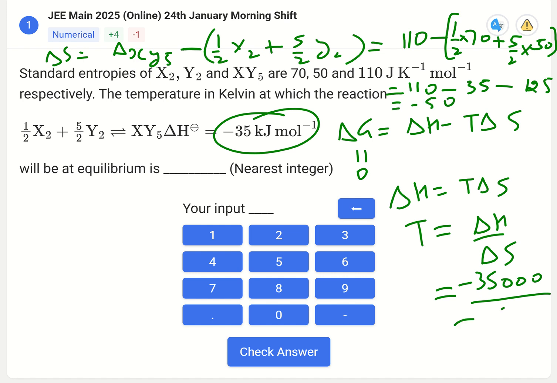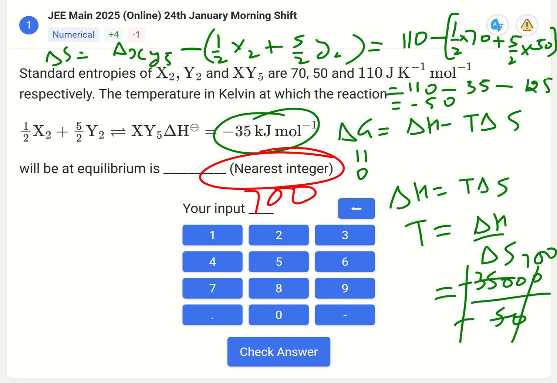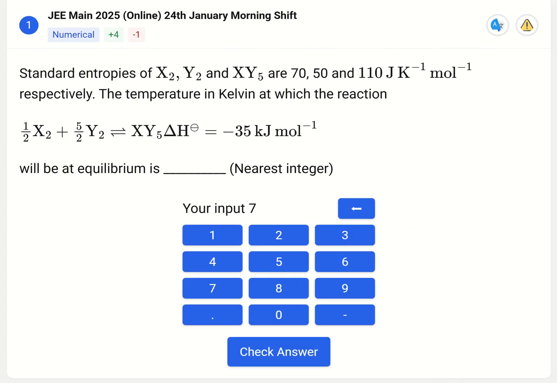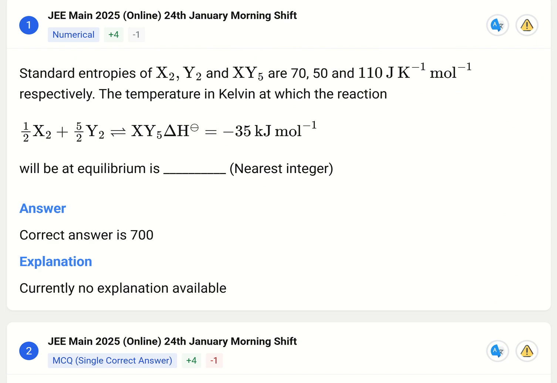So let us put this value here. 50, cancel. Just cancel everything and write the final answer: 700. No need to do anything because it is a rounded figure. So I will go with the answer 700. So we got this answer as the right answer.